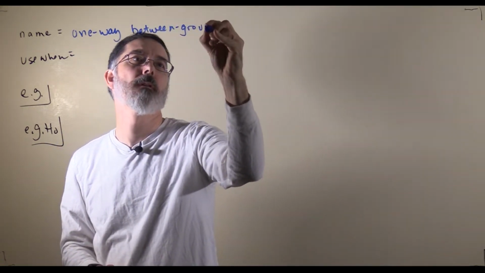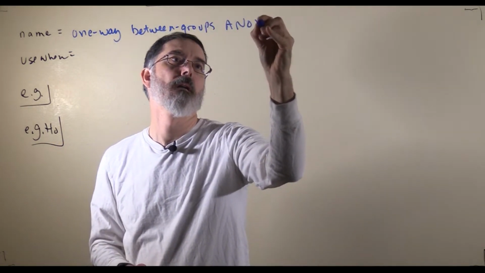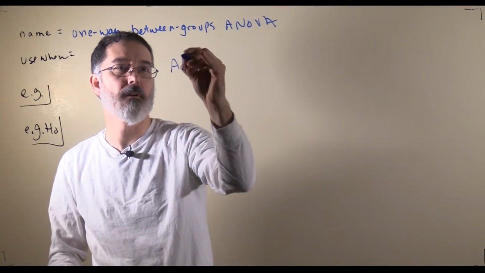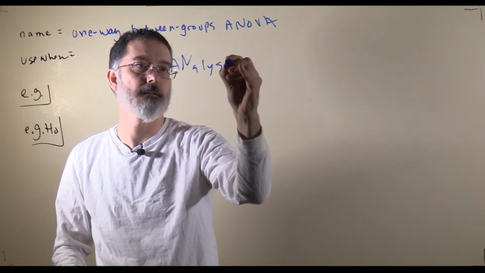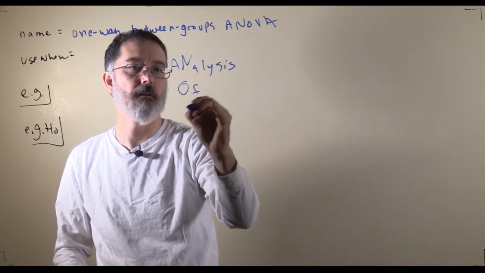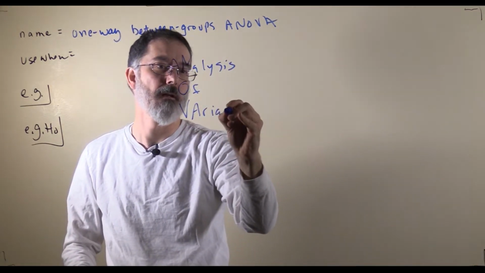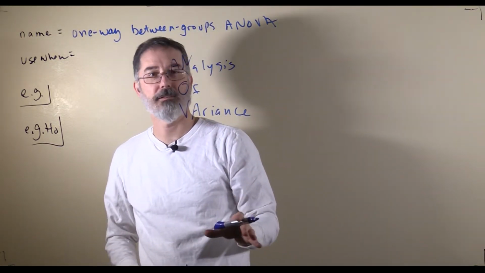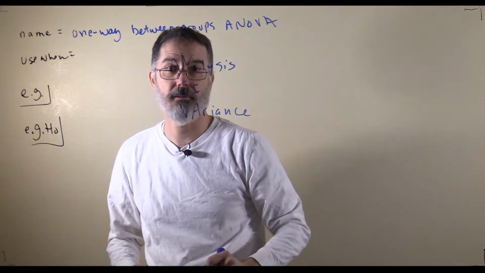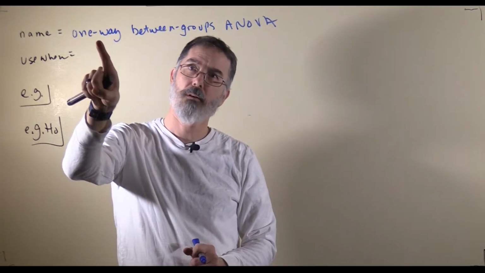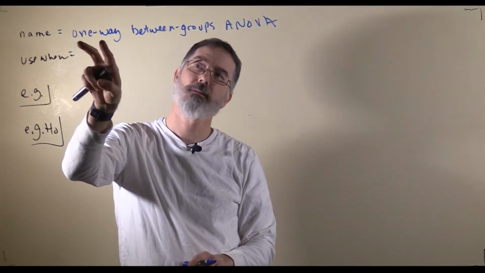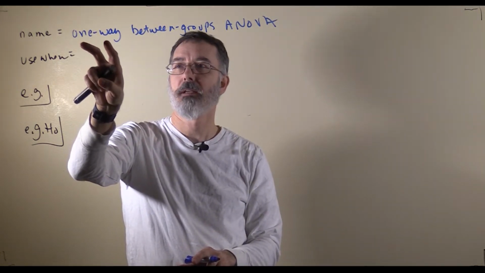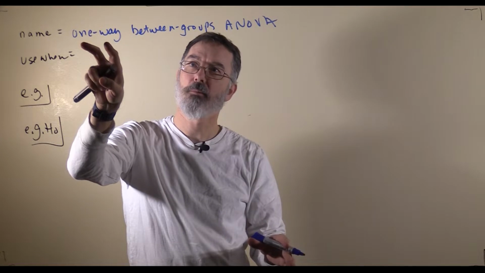between groups ANOVA. And ANOVA stands for Analysis of Variance. And we'll see in a little bit why ANOVA is a great name for this statistical test. It's called a one-way ANOVA, the one we're going to start with, because there's only one independent variable. There's only one grouping variable. And later on we'll talk about when there's more than one grouping variable.